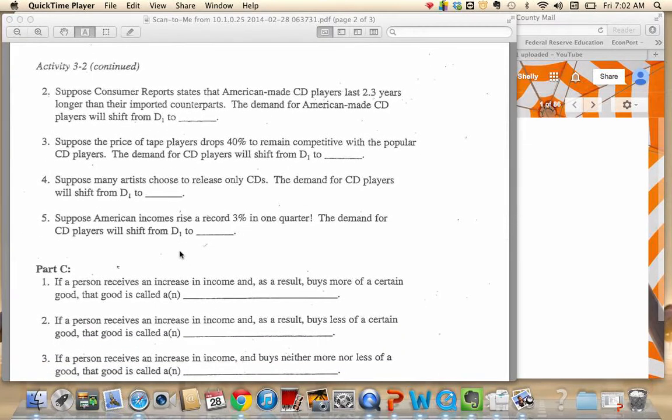Suppose Americans' incomes rise a record 3% in 1 quarter. We're going to assume, because it doesn't say anything, that CD players are a normal good. As our income goes up, our demand is going to go up. Once again, we're not changing the price of the CD player. We're changing one of those ceteris paribus conditions. So we're going to shift the whole entire curve to the right from D1 to D2.